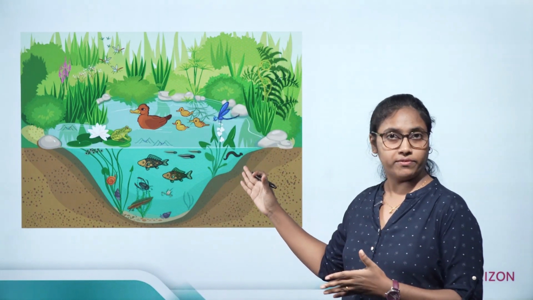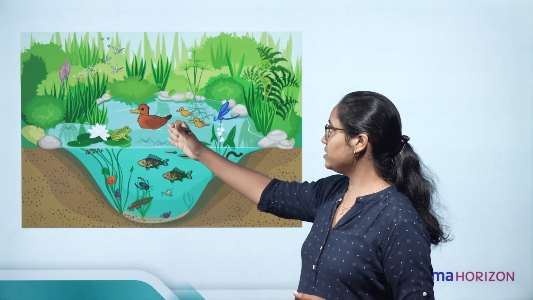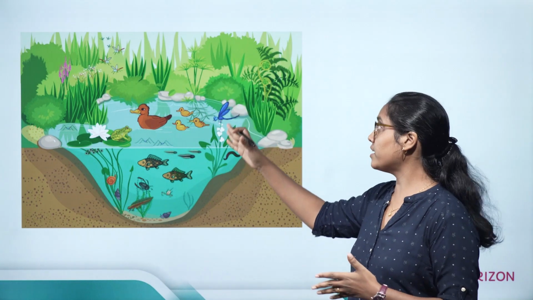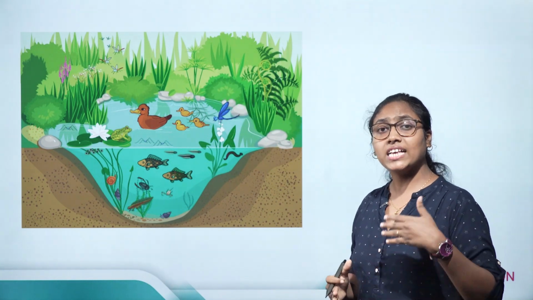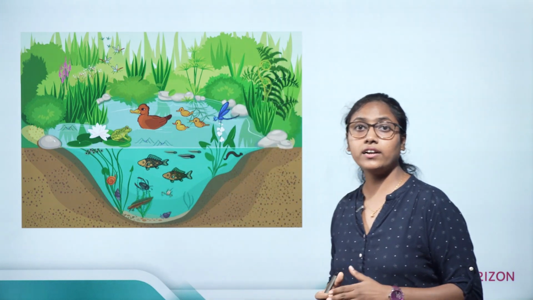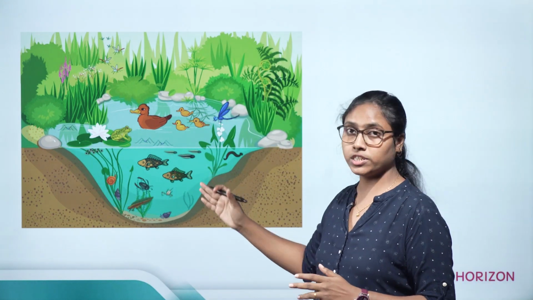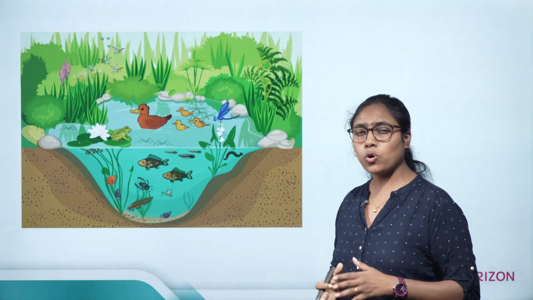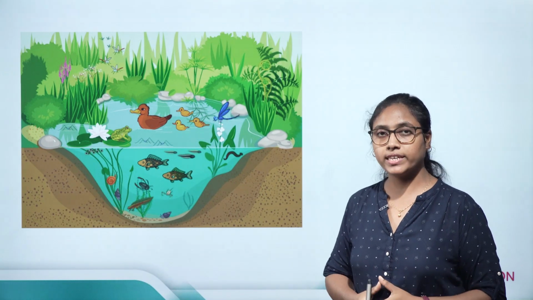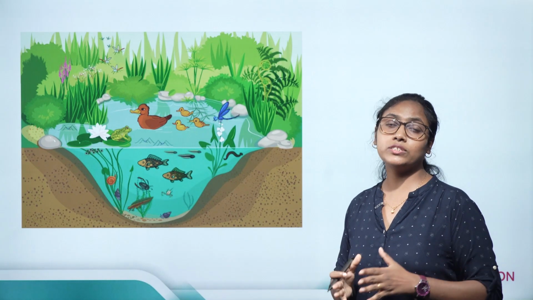Now what can you infer from this image? It's a pond, right? Here you can see that there are living organisms like ducks, many other animals, and plants, as well as non-living components like soil, water, etc. So, what can we call such a place? This is known as an ecosystem.